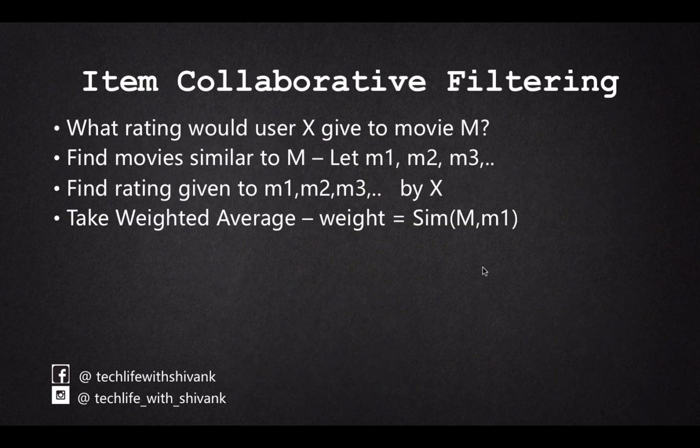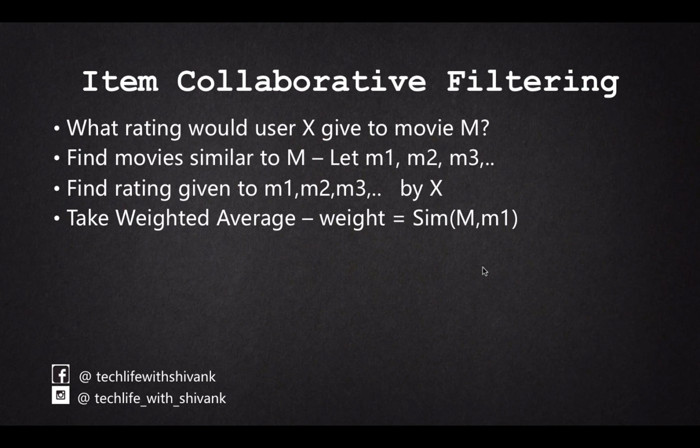Now, as I mentioned in the beginning, collaborative filtering can also be item-item collaborative filtering. The idea is very similar to what we just discussed. It's just that instead of finding the similarity between users, we find the similarity between items. And then we see what ratings were given by x to those items, and then we take the weighted average of those ratings. In practice, item-item collaborative filtering performs better because items are simpler than users, and item similarity makes more sense than user similarity.